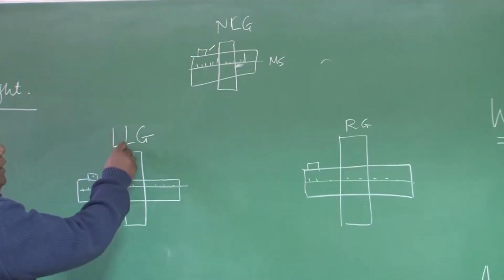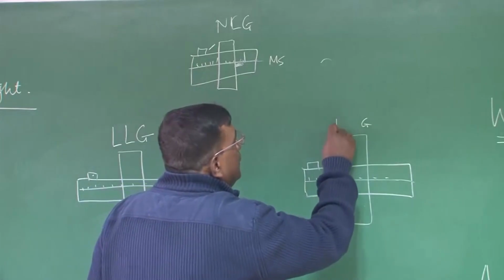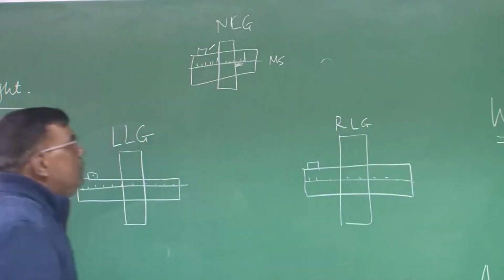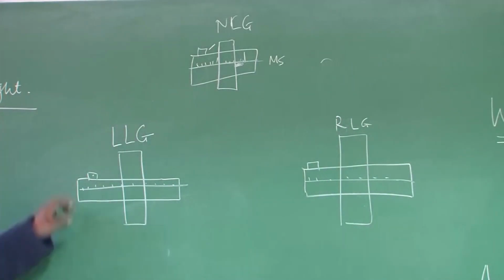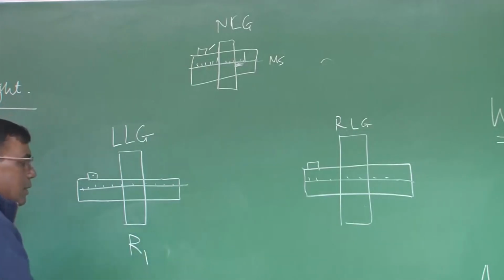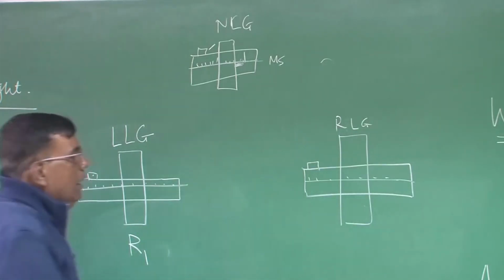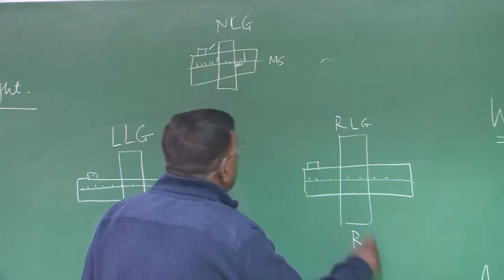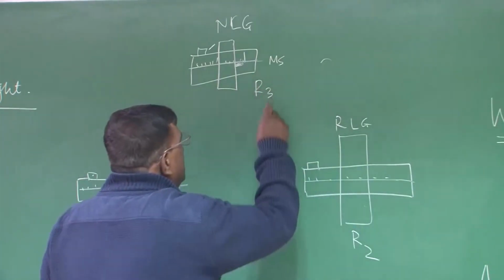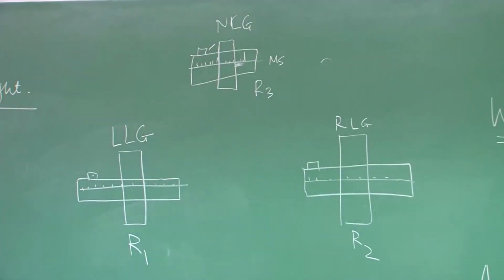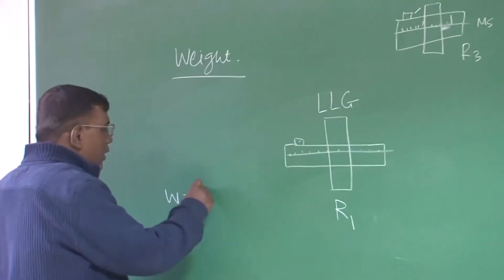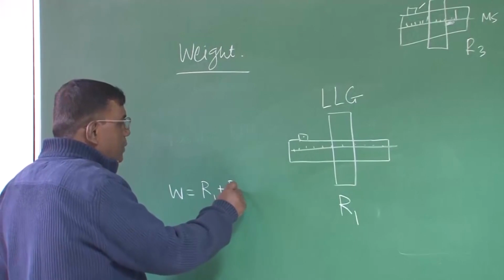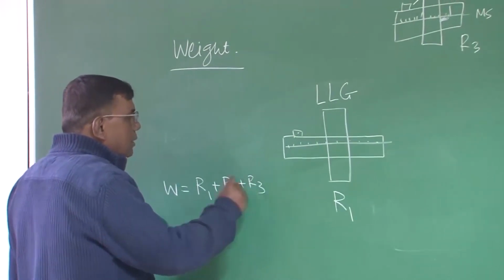This is the left landing gear, this is the right landing gear, and nose landing gear. So by using this vernier scale, you can balance it and note down the reaction. Let's say R1, a reaction here is R2, a reaction here is R3. Okay. So then what is the weight of the airplane? Then weight of the airplane will be R1 plus R2 plus R3.